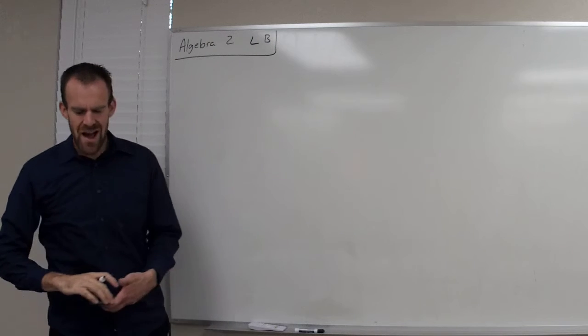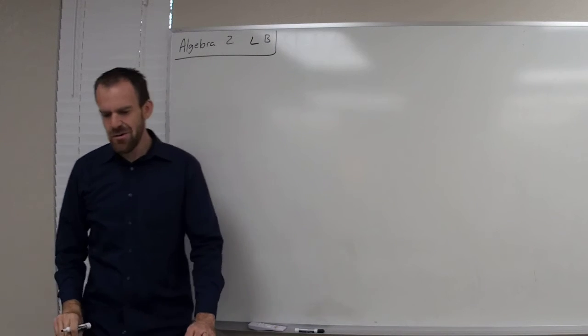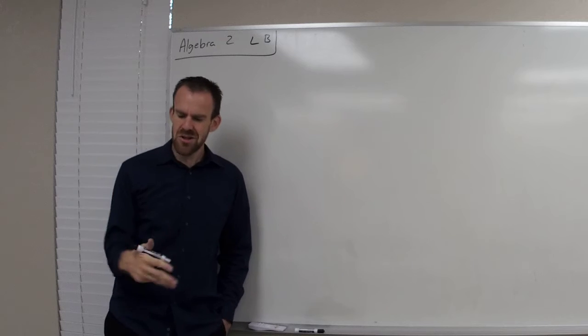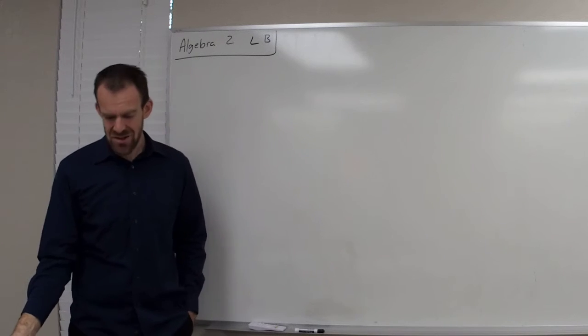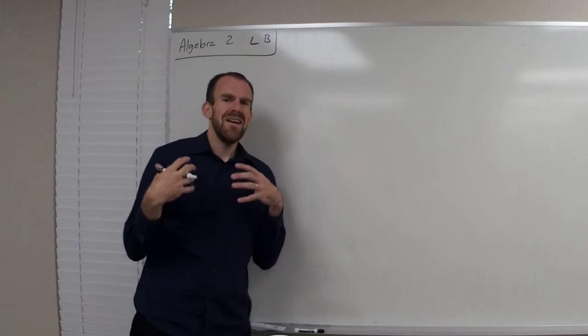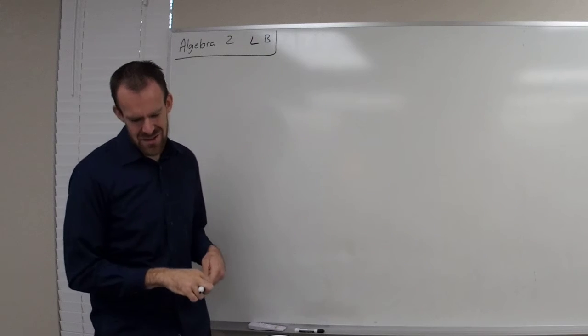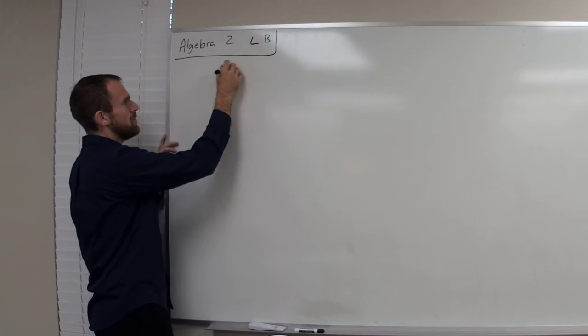All right, welcome to Algebra 2's Lesson B. Today we are going to talk about perimeter, area, volume, surface area, and sectors of circles. So this is another exciting geometry review. So let's get started with a couple of key terms.